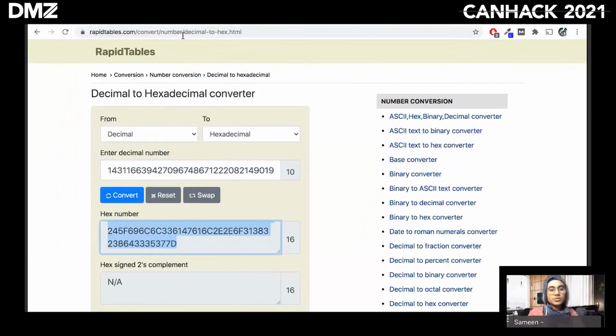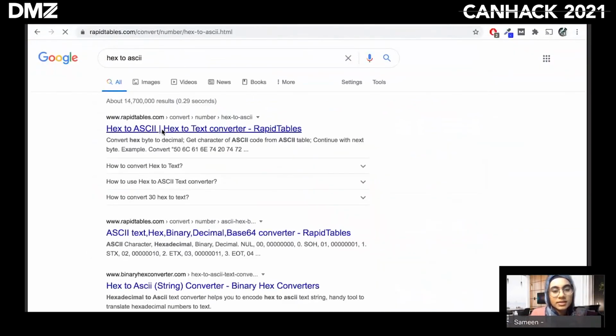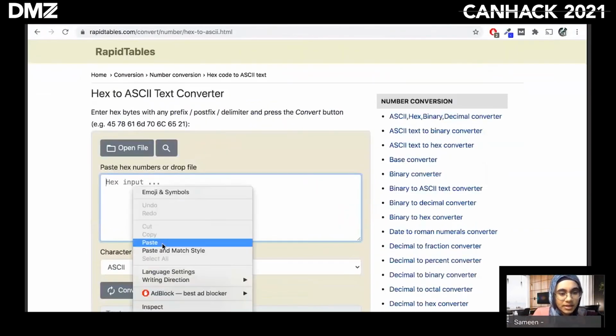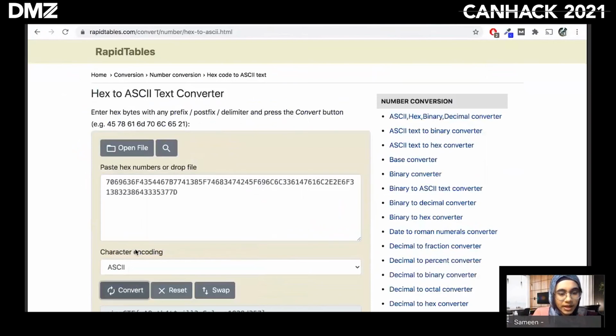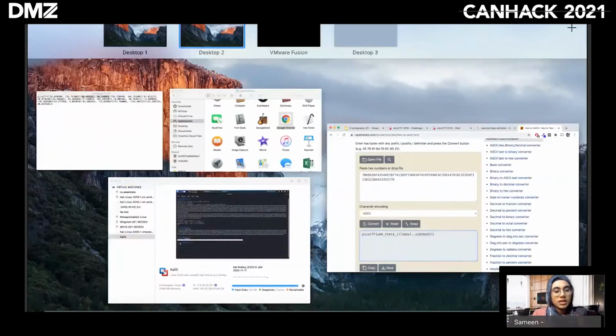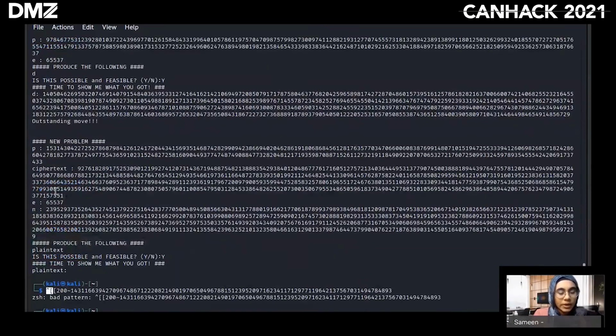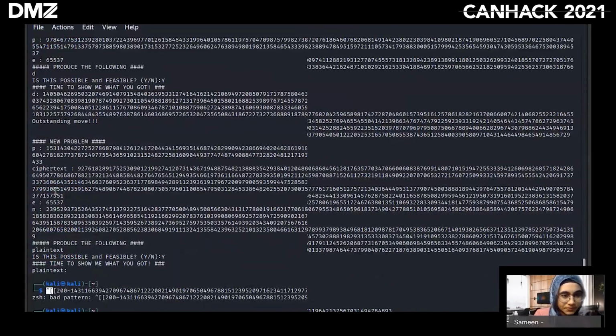And then we're gonna do hex to ASCII and paste that, convert that, and that's going to be our flag, but it might be different. Everyone has different values, so it's going to be different. So let's go back here and talk about how we were able to solve for D.